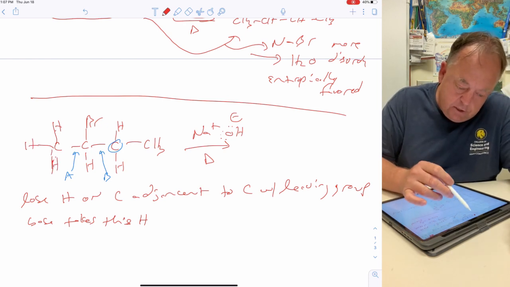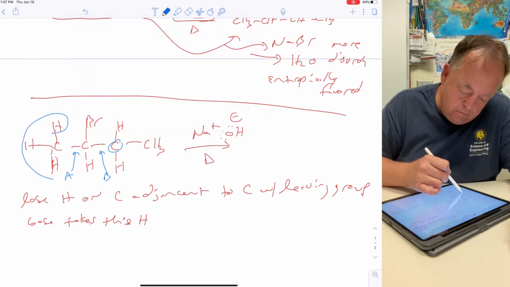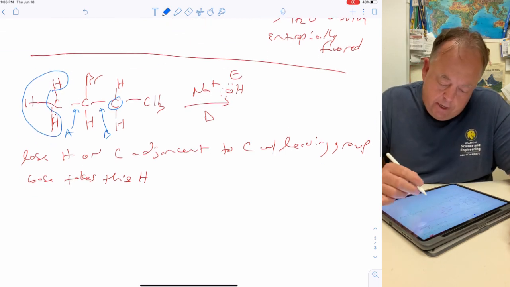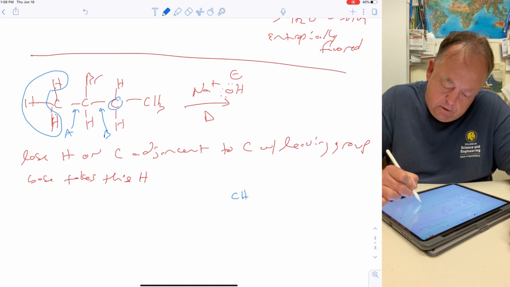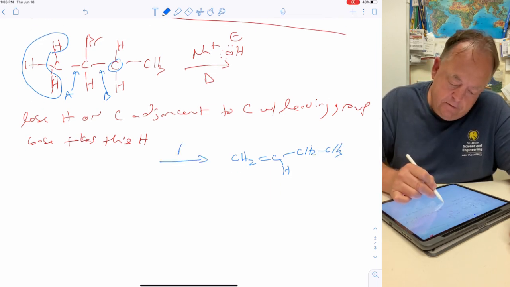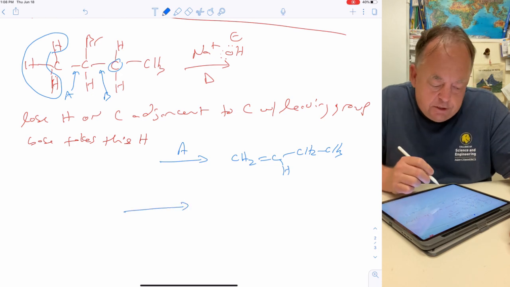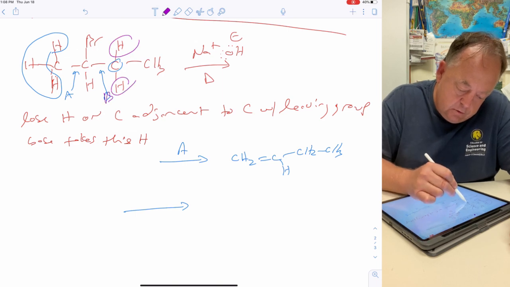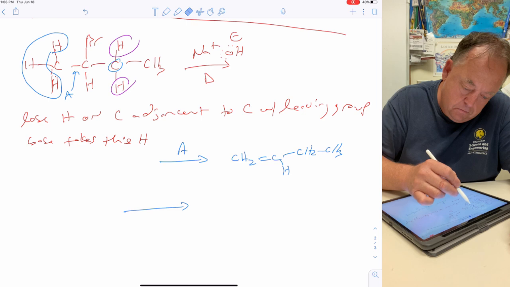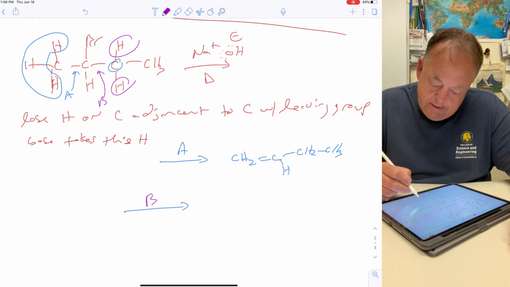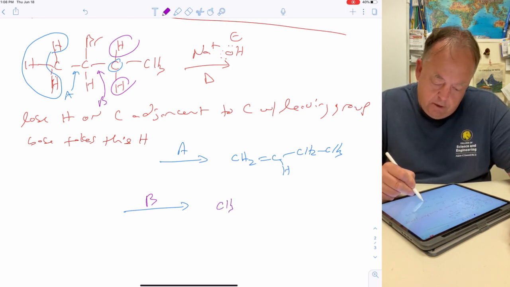So if you lost one of these hydrogens, doesn't matter which one, and put the double bond at A, then you could make this as a product. Right, so this would be from A. Or if you took a hydrogen from B, so let's call these hydrogens. If you put the double bond at B, so then you could make two products.